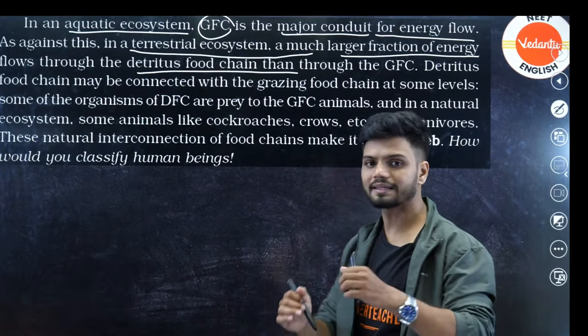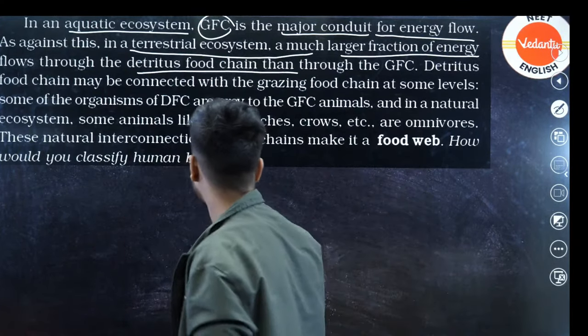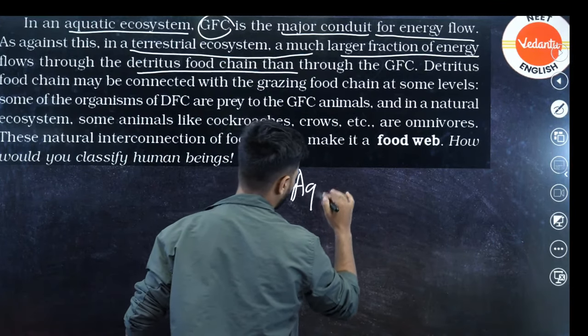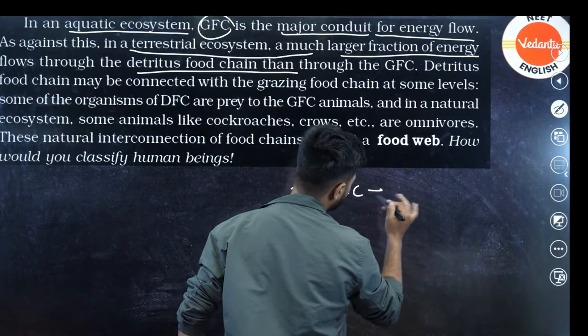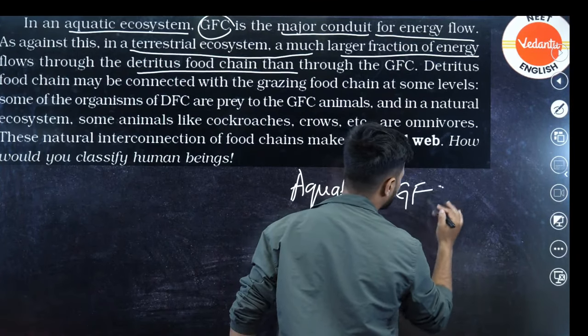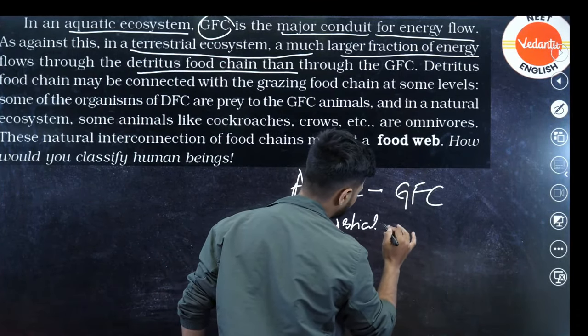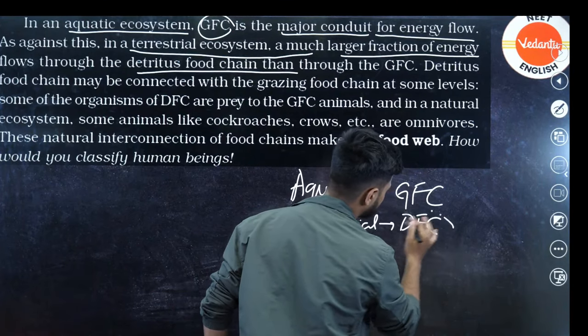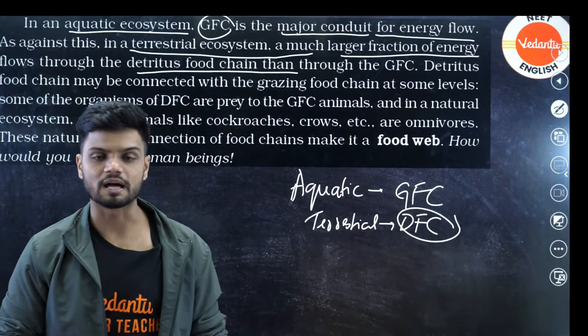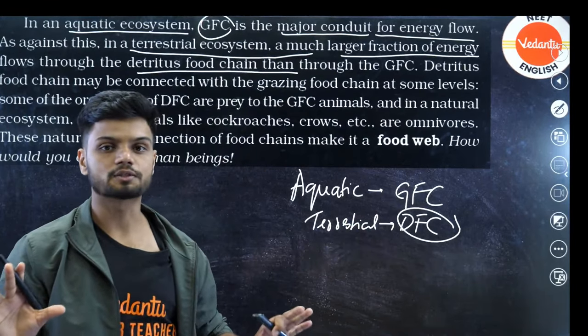Clear? So in the case of your aquatic ecosystem, the major flow is happening through the grazing food chain. In your terrestrial ecosystem, we have major energy flow. The major energy flow is happening through the detritus food chain.